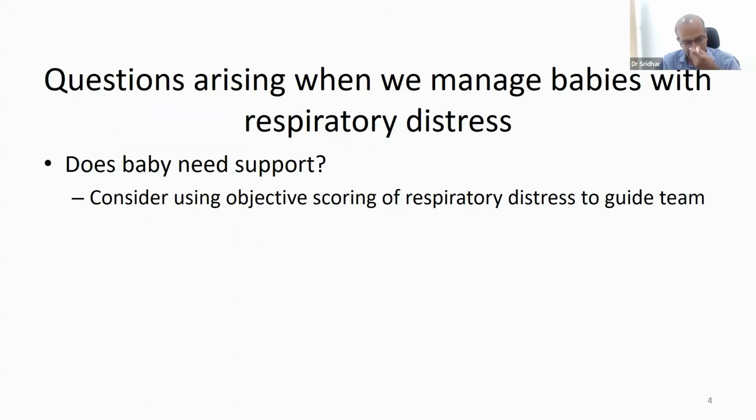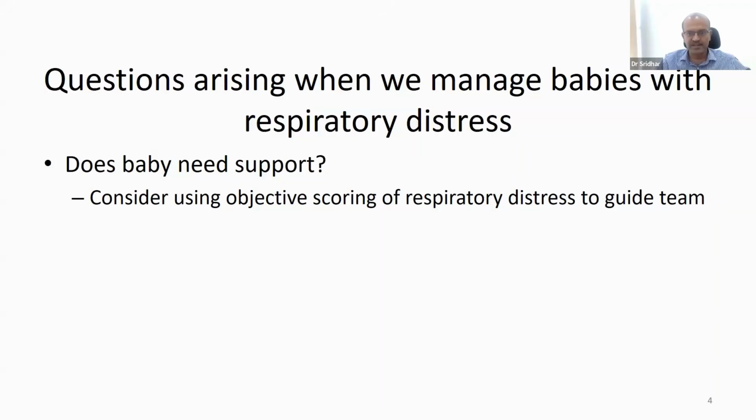Anderson-Silverman score is used more in RDS in preterm babies because it's mainly based on chest wall indrawing and so on, while Downes score can be used in both term and preterm babies. If you use objective ways of discussing it, you are going to communicate in the same way. You understand what the colleague is conveying rather than saying mild distress, moderate distress. So you're having an objective way.